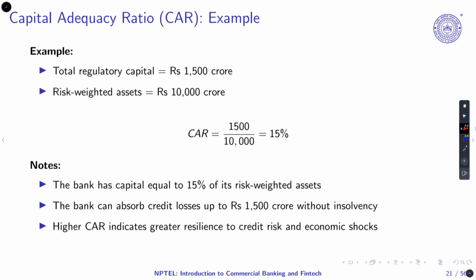So if I calculate this, you can see that if the total regulatory capital, both tier 1 and tier 2, is 1500 and the risk weighted asset is 10,000 crore, the CAR is 15%. What is the meaning of it? It means that the bank has capital equivalent to 15% of its risk weighted asset, and this is where it is important. It can absorb credit loss up to rupees 1500 crore without insolvency, because 1500 crore is the amount we have, and the capital adequacy ratio is 15%. So that implies that we have sufficient funds, and it also speaks to the overall bank run scenario, whether bank runs are possible.